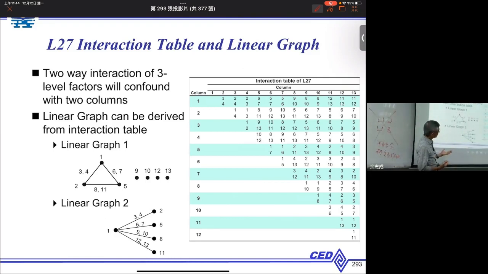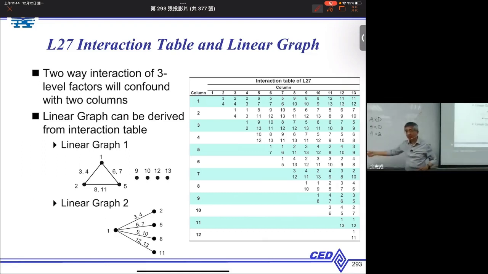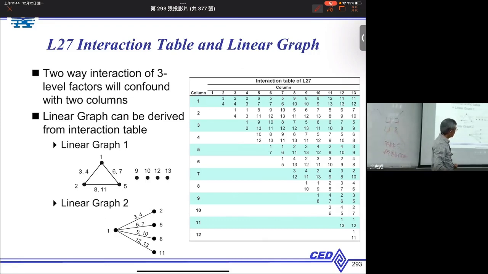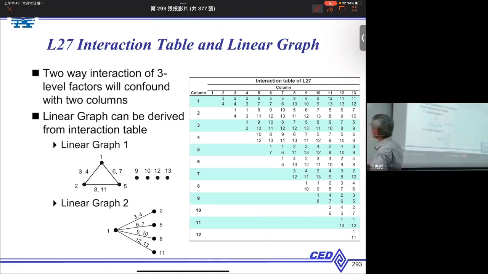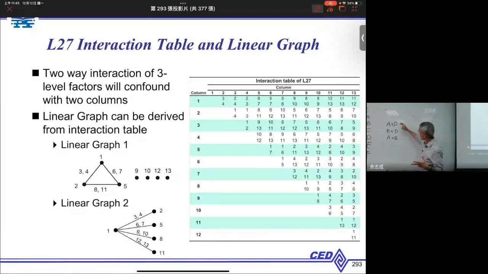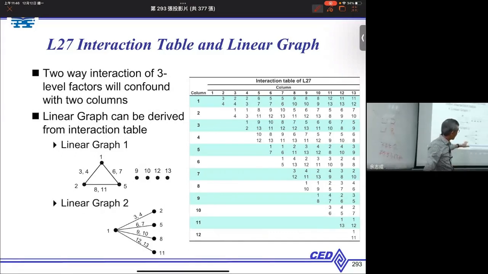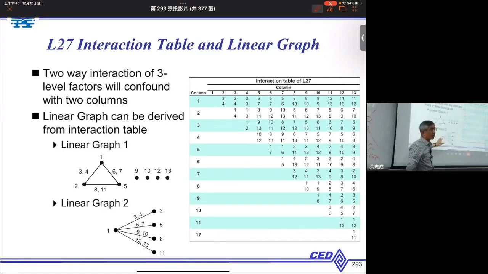Well, let's look at the problem. We have 6 factors. So can we select linear graph number 2? Okay, yes, it has to have 2 lines connected to, say, D. And this one only has 1 line. But the most important thing is what?